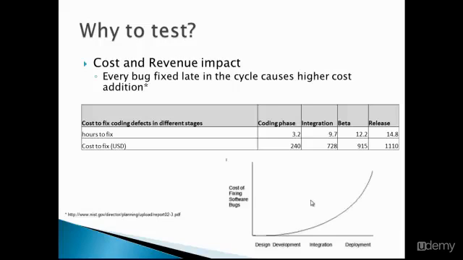And then if we plot it, we can clearly see that moving from a design stage to the deployment stage, the cost of fixing a software bug increases. So hence it is very important to find bugs early in the cycle and fix them.